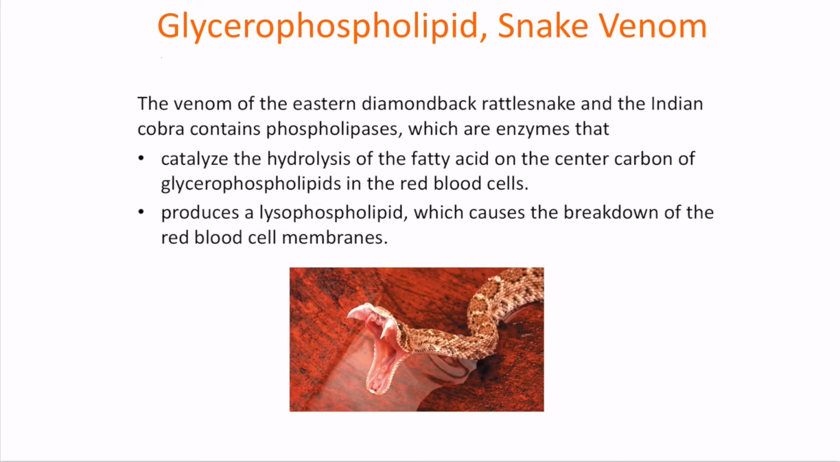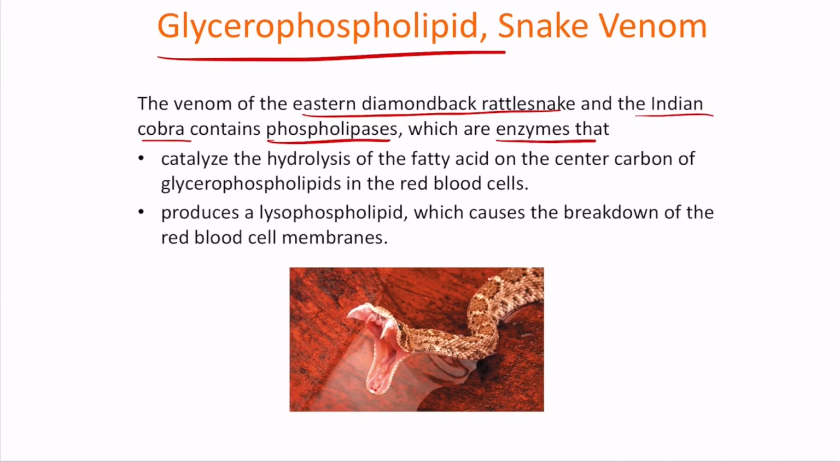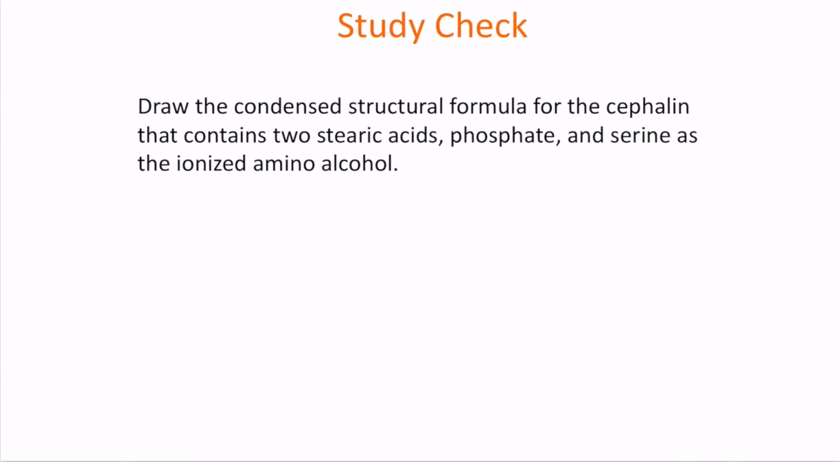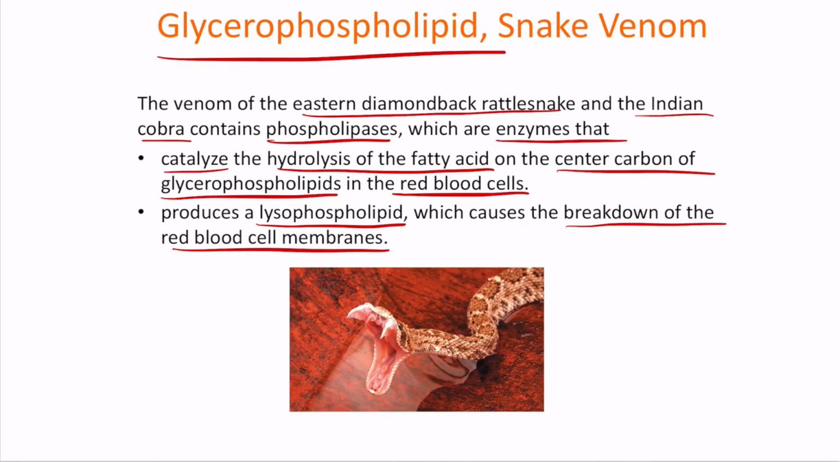The venom of the eastern diamondback rattlesnake and the Indian cobra contains phospholipases, which are enzymes that catalyze the hydrolysis of the fatty acid on the center carbon of the glycerophospholipids in the red blood cells. What this does is produce a lysophospholipid, which causes the breakdown of the red blood cell membranes. Once it breaks down, there is no oxygen going in or coming out, so that results in eventual death.